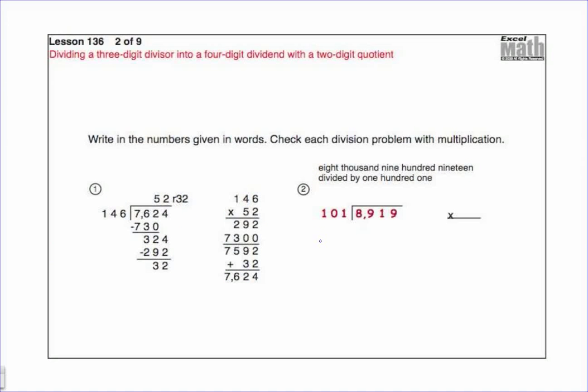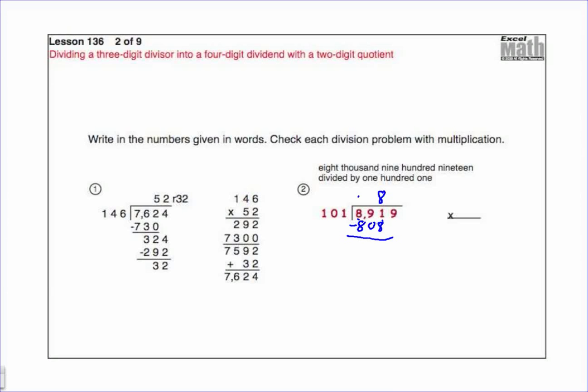Okay, here's the problem that you should have written. And 101 going into 891. It's pretty obvious that that's going to go in 8 times, and 8 times 101 is going to be 808, right? You can kind of do that in your head, hopefully. 808, and then you're going to subtract.